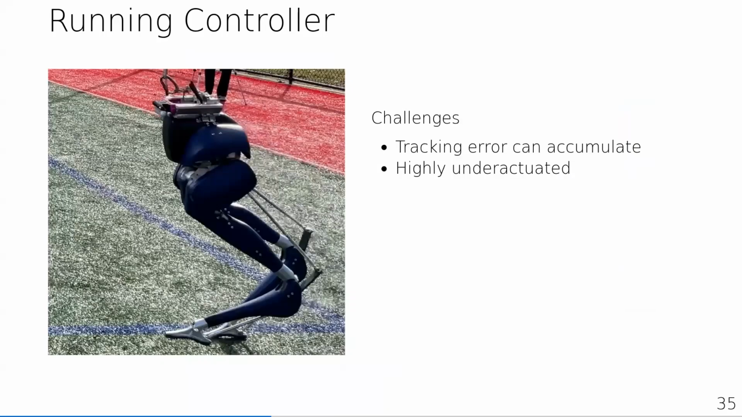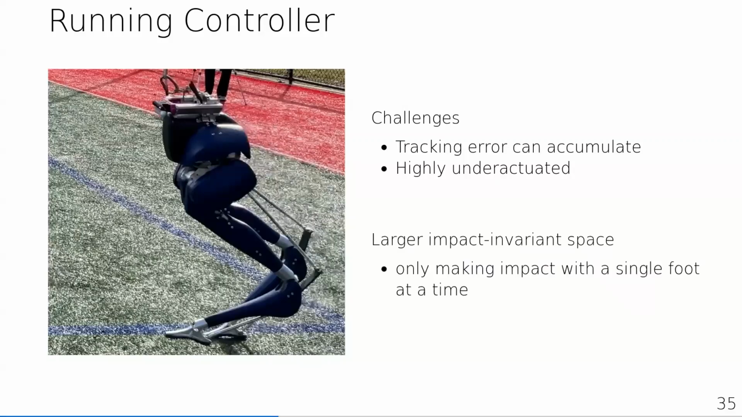Additionally, running only makes contact with a single foot at a time, and thus has a non-negligible flight phase, which results in it being highly underactuated, again increasing the importance of good tracking. It's also interesting for impact invariant control because we're only making impact with a single foot at a time, and therefore the impact invariant space is larger.